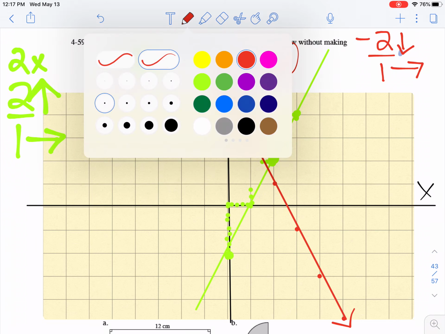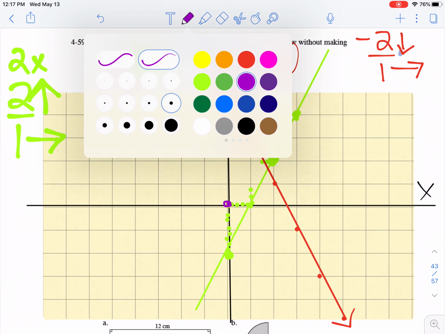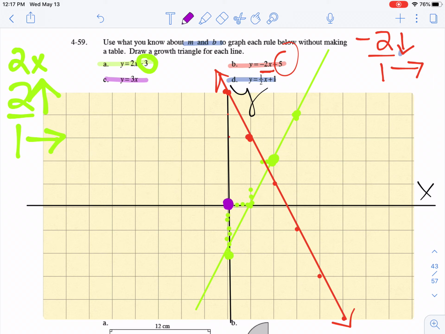Then the next line that I'm going to look at is the one I did in purple. And this one has no y-intercept, which means it starts here at 0, 0. Okay, and the slope is 3. So that means it's 3 over 1. So I'm going to go up 3, right 1. Okay, so it intersects that one.